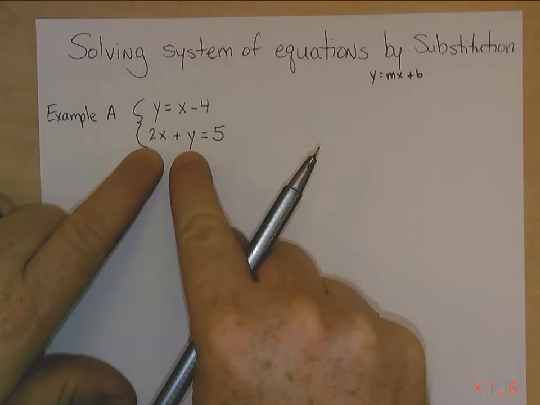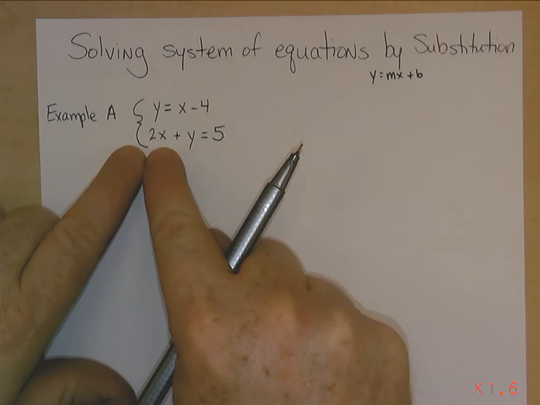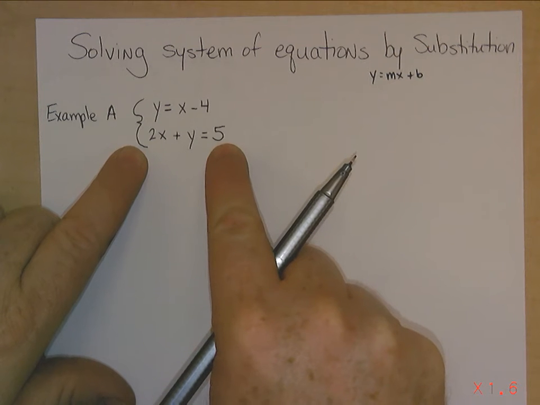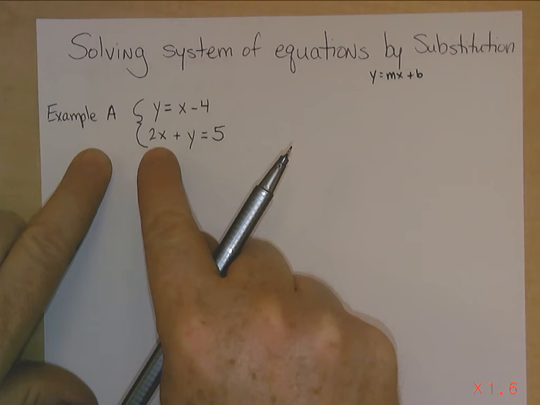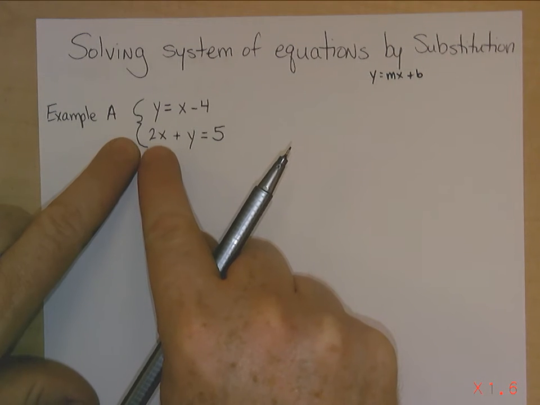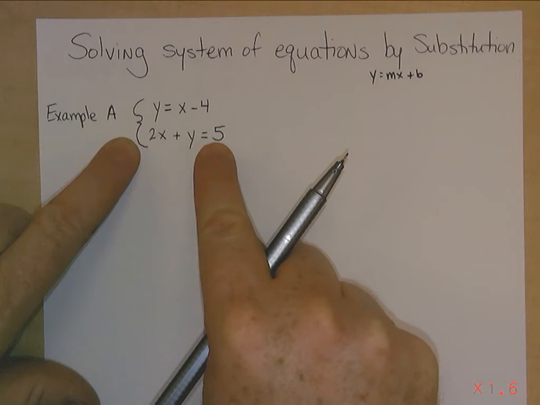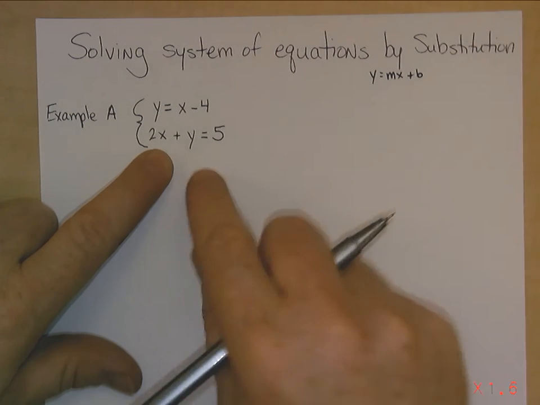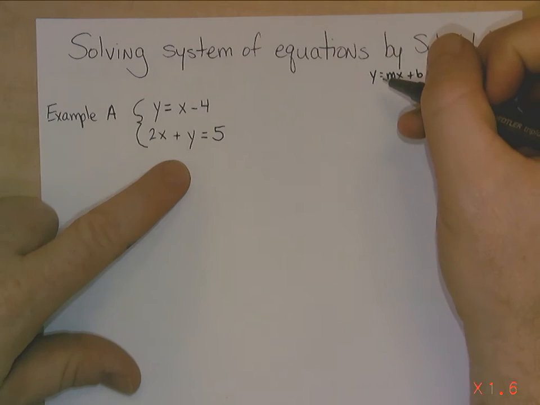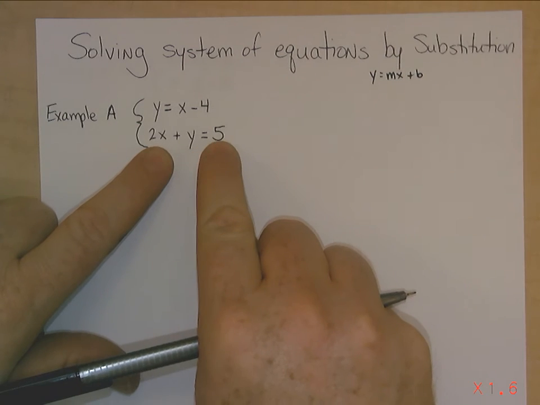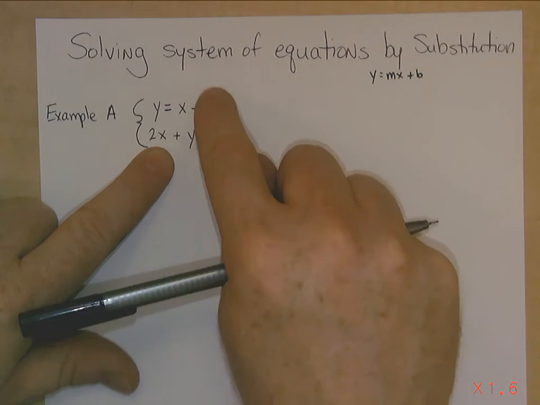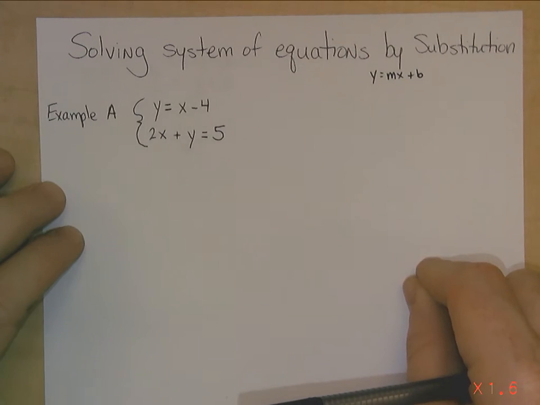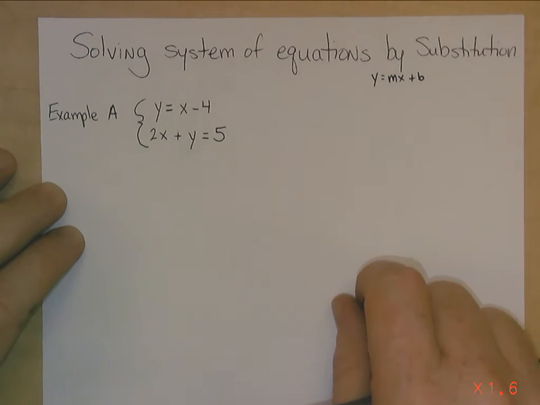In order for this to be in that format, you'd have to take the 2x and put it on the other side. The only way to get rid of it over here is to subtract 2x, but if I subtract 2x here, I've got to subtract 2x here. That cancels out, it moves to this side, and it becomes y equals negative 2x plus 5. And then you can graph it, find the y-intercept, and all that. But we're not doing that. We're going to do it by substitution.